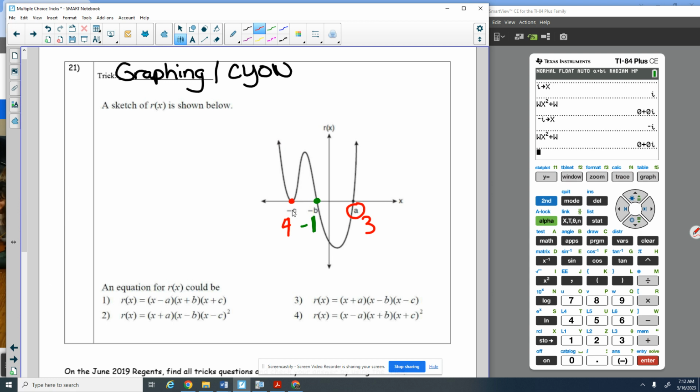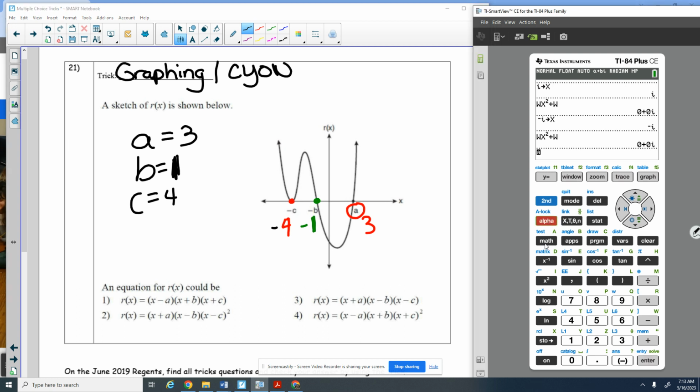So looking at this one, basically here, this gives me an A value of 3. This is a little tricky over here. If this is negative B, we're going to say that B itself is 1, right? Because if negative B is -1, then B is 1, and C is 4, because negative C is -4. So we're going to try each of these. We're going to store for A, B, and C. And this can be estimated, right? We're just going to see if we get a graph that looks similar to this.